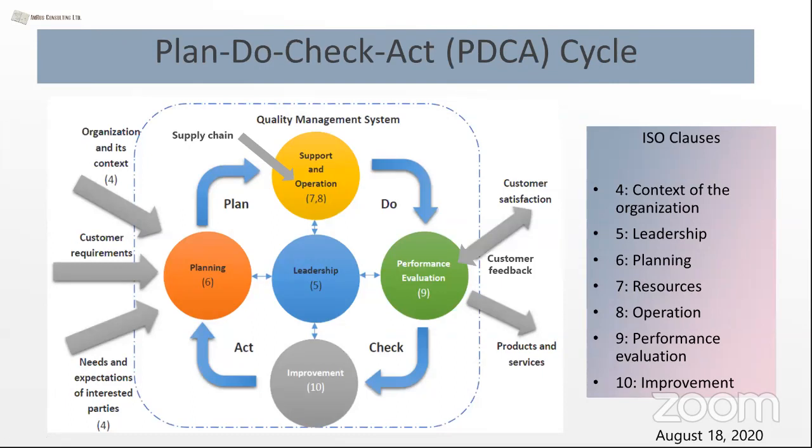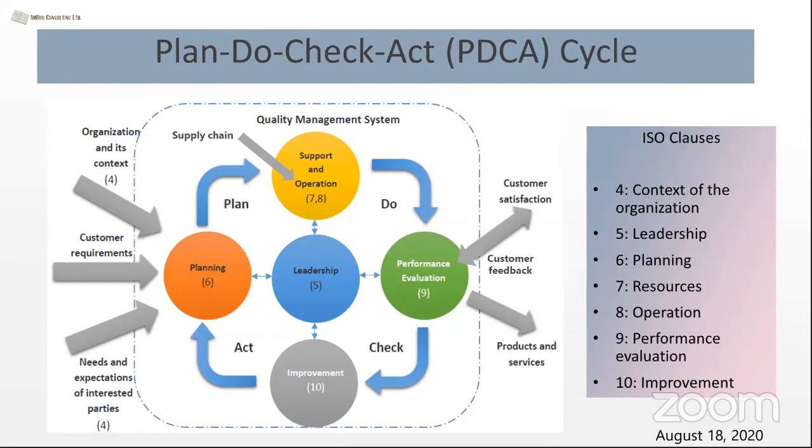So the next one is a pictorial description of a typical quality management system. It's called the Plan, Do, Check, Act cycle. It was developed by Deming, who was a quality guru. And it really is a very simple representation of how ISO in effect operates. So on the right side of the screen, you see the ISO clauses, all right? And they really go from 4 to 10.